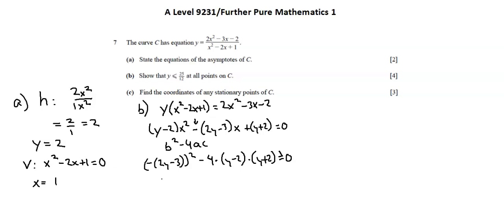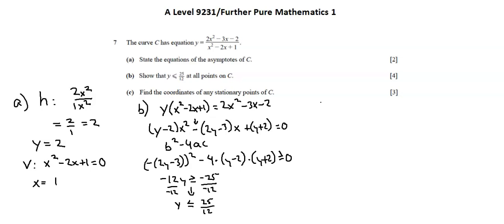When I simplify, I get to the inequality negative 12y is greater than or equal to negative 25. When I divide both sides by negative 12, because I'm dividing by a negative, my sign changes to less than or equal to, and we end up with y is less than or equal to 25 over 12.